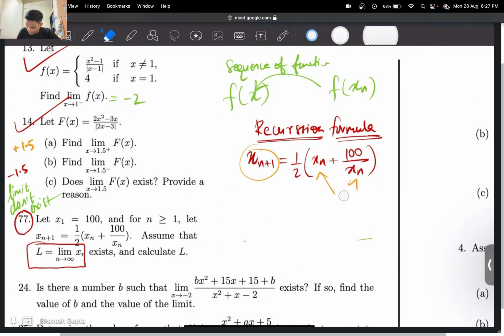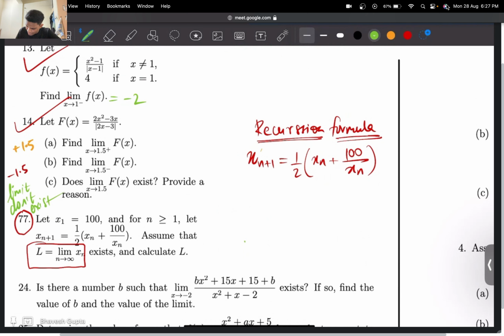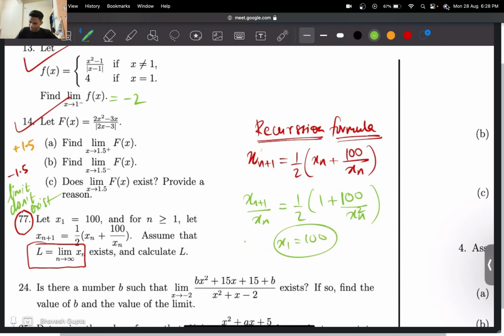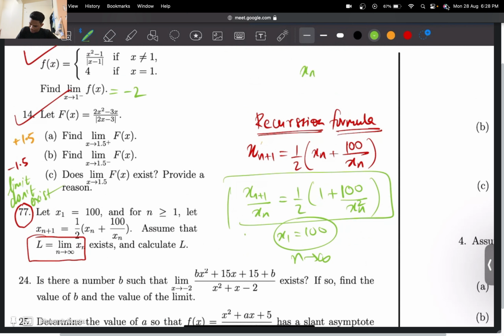The main point that I want to emphasize is why the limit exists in this case, because if you just take the ratio xn plus 1 over xn, it turns out to be half times 1 plus 100 over xn, the whole squared. And since your x1 was 100, we can recreate your further terms over here, and if you take n tends to infinity, you will find that xn plus 1 over xn turns out to be 1.